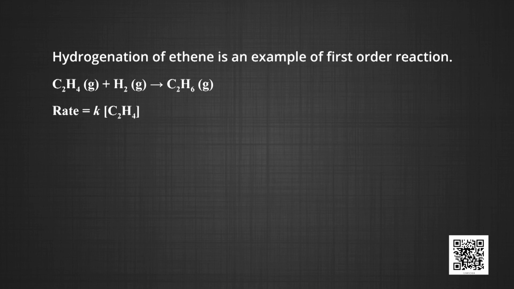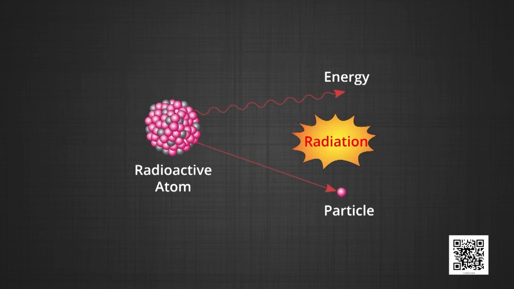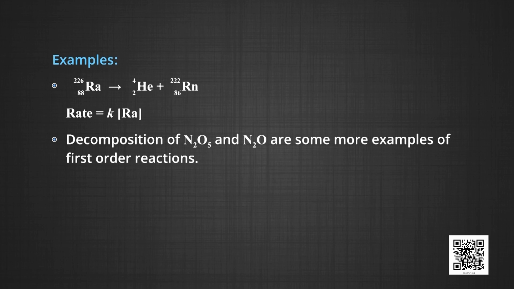Now, it is a first order reaction, so the expression for the rate will be equal to k[C2H4]. All natural and artificial radioactive decay of unstable nuclei takes place by first order kinetics. There is an example of first order kinetics. A radioactive reaction is given in front of you. Radium is changing into helium and radon. Rate equals k[radium]. Another example, decomposition of N2O5 and N2O are some more examples of first order reactions.